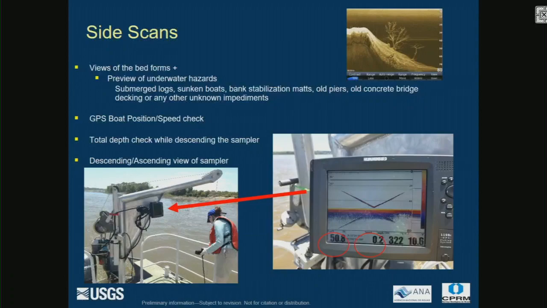So it even shows the trace of the sampler going down. So that's what this V is. It picks up that sampler, and this chart is moving at a certain rate. It's scrolling across the screen, even though we're not moving. But it gives you a trace of the sampler. And as you can tell, this sampler went just to the bottom, and then it came back up.